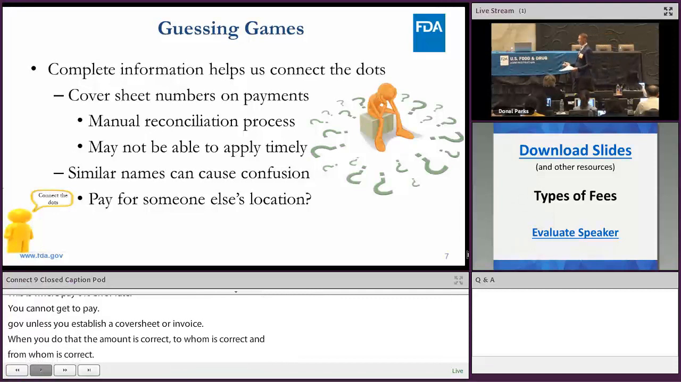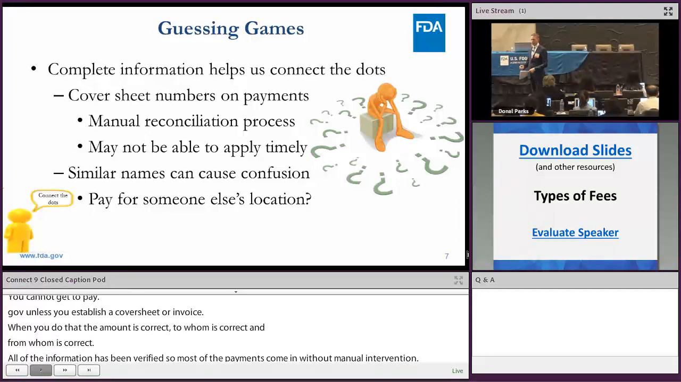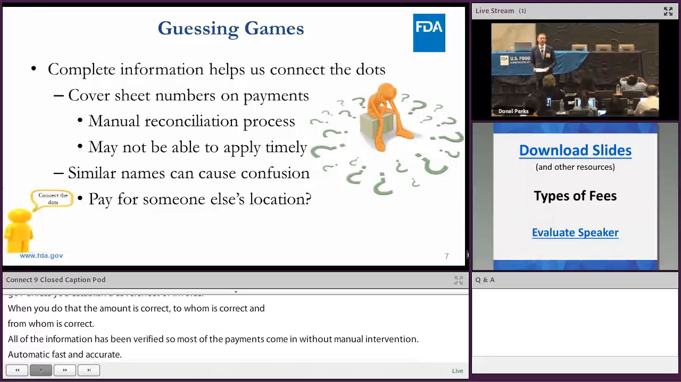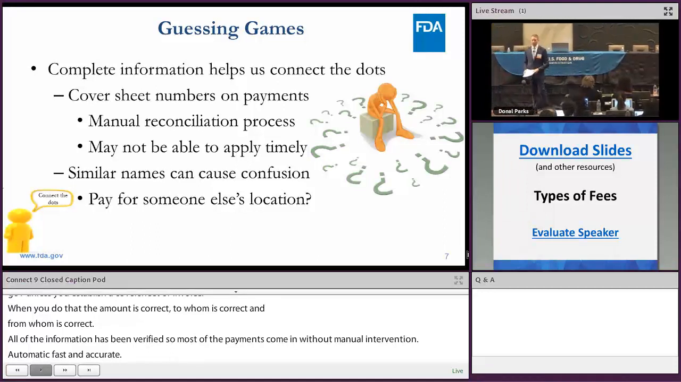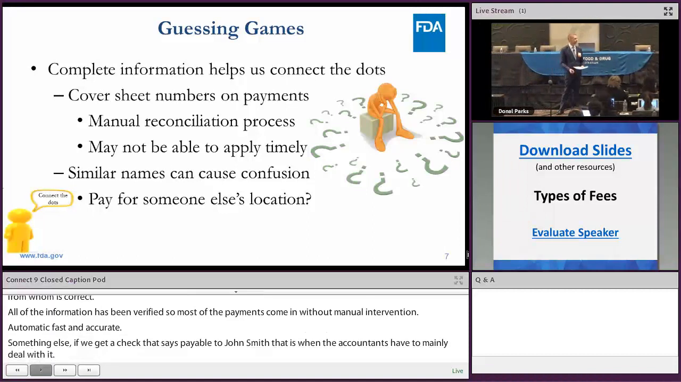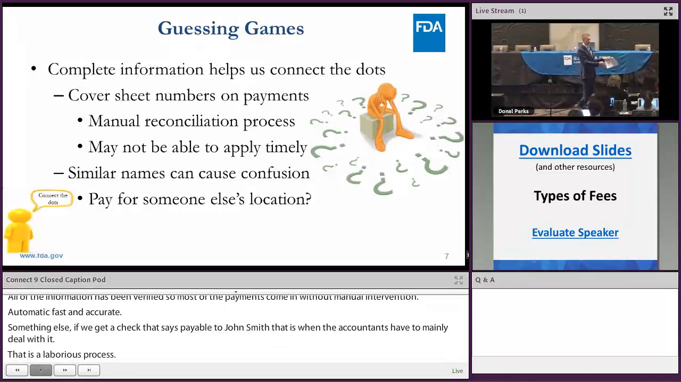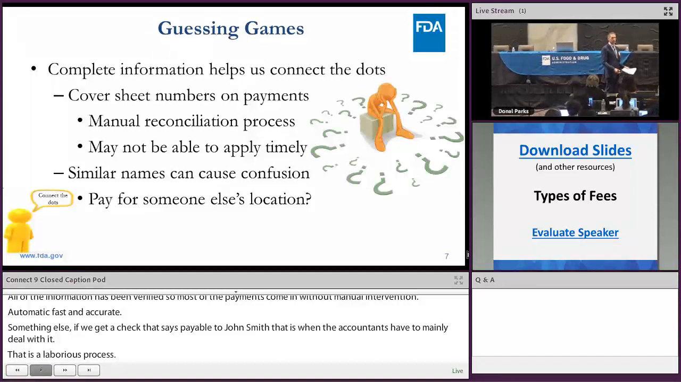Something else: if we get a check or a wire transfer and it says payable to Bob Smith or to John's account or something like that, that's when our accountants have to pick it up and manually deal with it. And that's a very laborious process. And if you've got, like I was saying, 50 or 60,000 payments coming in for 12 or 15 different user fee programs, the accountants want to get as much done as they can quickly to maximize their time. And so if something comes in that requires a lot of manual research, it's going to take them some time to get to it. It's going to take them some time to do it.